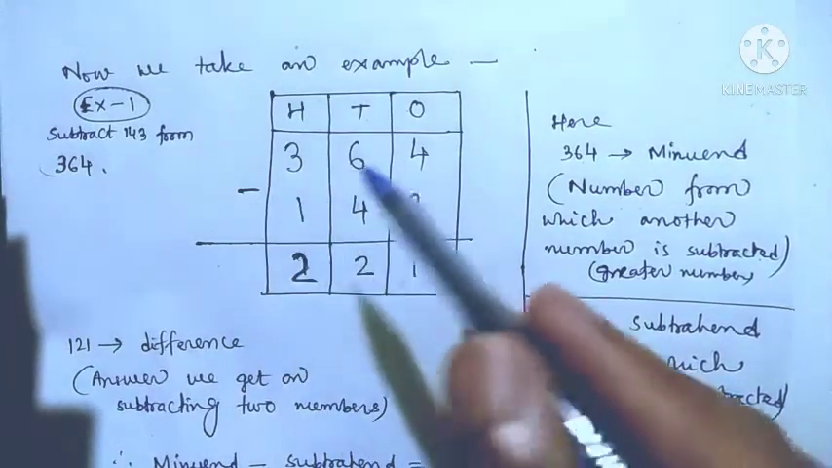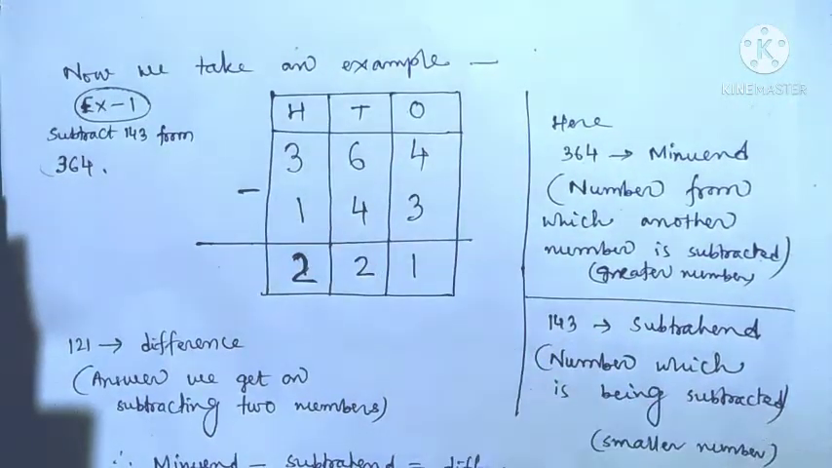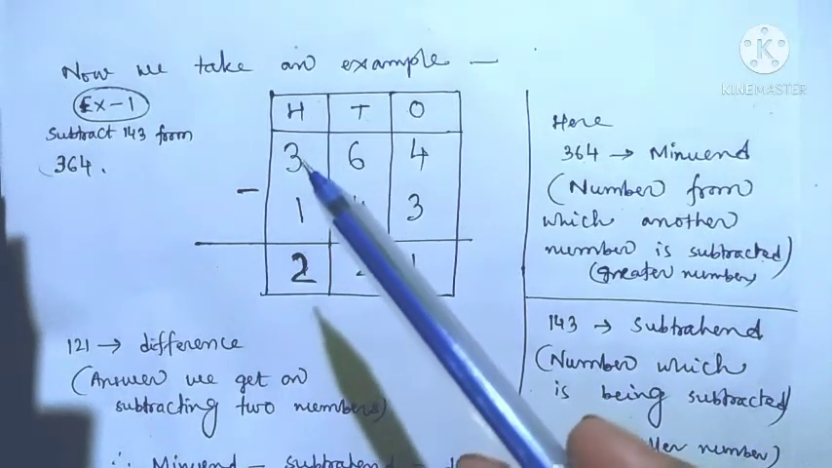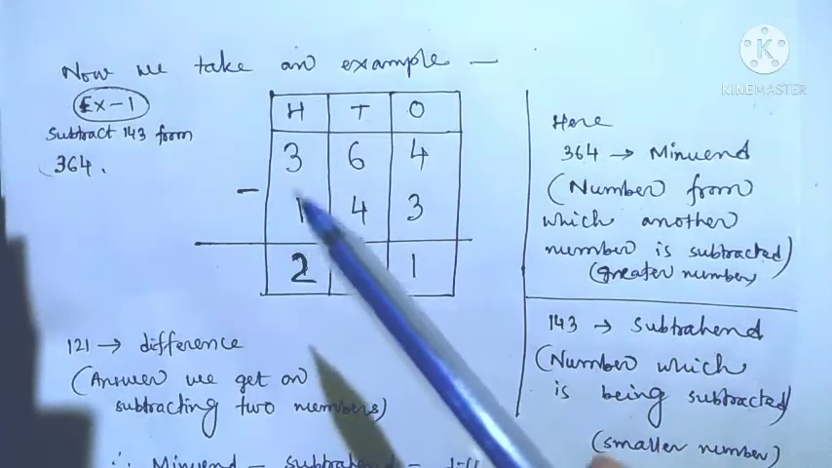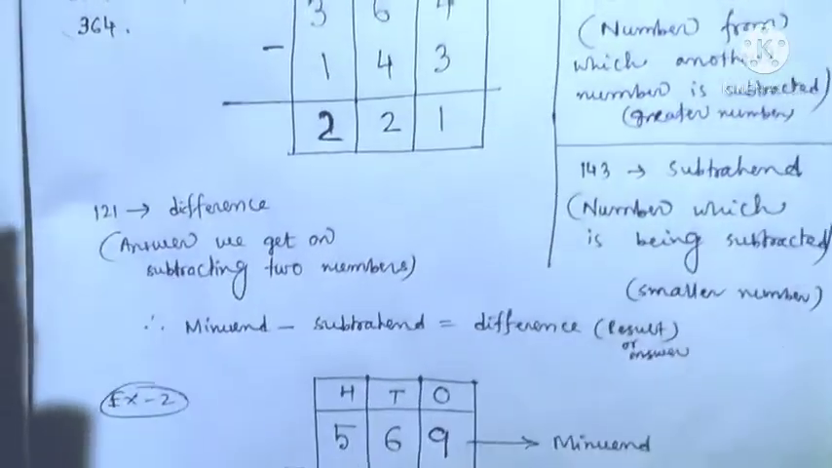Now we subtract tens. 6 minus 4 means 2. Now we subtract hundreds. 3 minus 1, that is 2. This will be the answer.